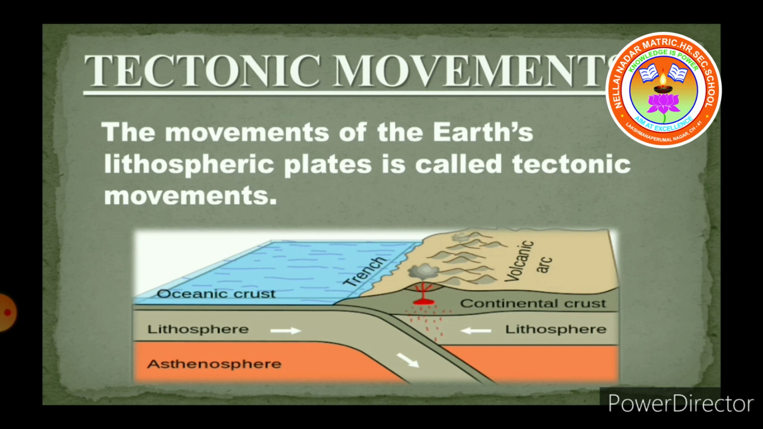The movement of the Earth's lithospheric plates is called tectonic movement. The oceanic and continental plates move independently over the asthenosphere. For any movement, we need energy. The energy required to move these plates is produced by the internal heat of the Earth.